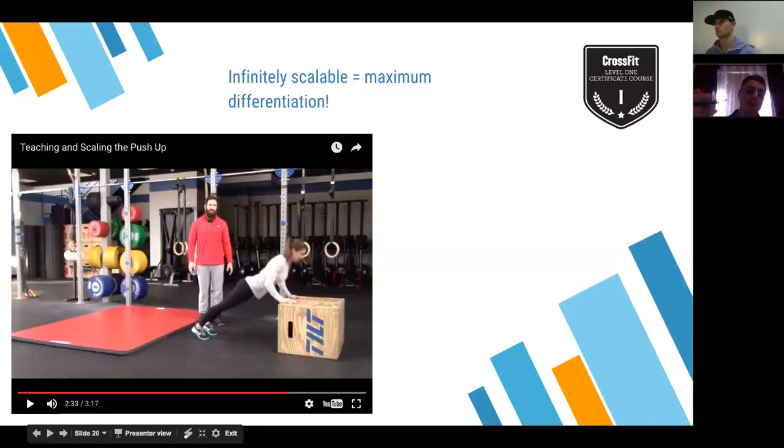Here, you can see though that this would be something you could do in your class. It doesn't have to be a box. Obviously, this is a CrossFit gym. It has the facility available to do that. This could be done with a bench, could be done with a chair, and it just gives students that ability to make the movement a little bit easier, whether that be a male or a female.